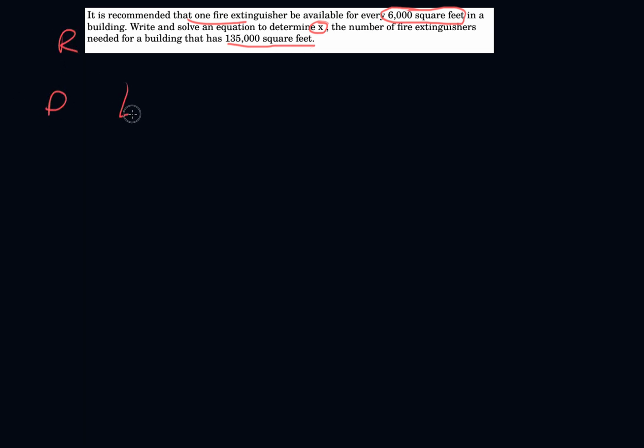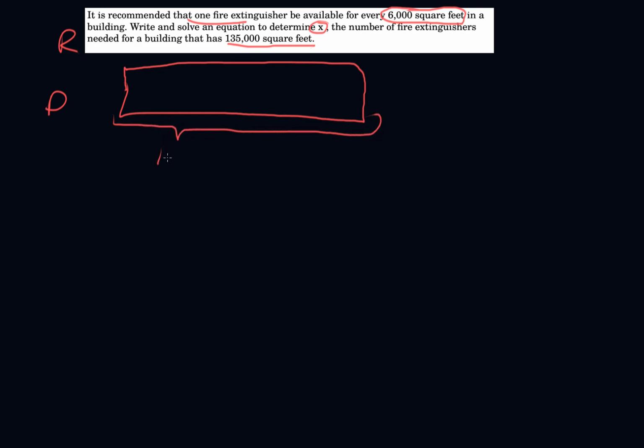So this is our building that is 135,000 square feet. And the problem tells us that for every 6,000 square feet, we have one fire extinguisher. So we need to see how many 6,000 square feet are there inside of this. That will tell us how many fire extinguishers we need, because there is one for every 6,000.